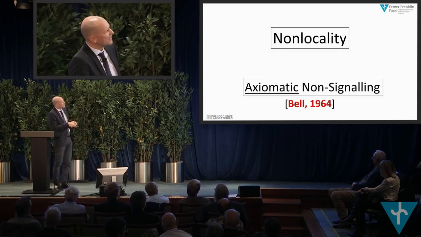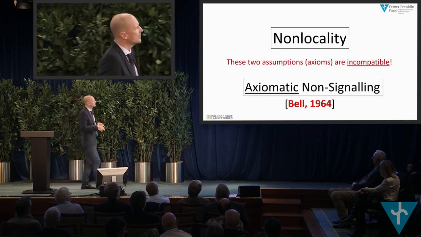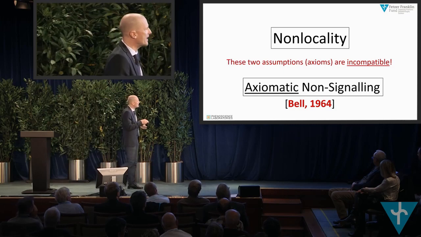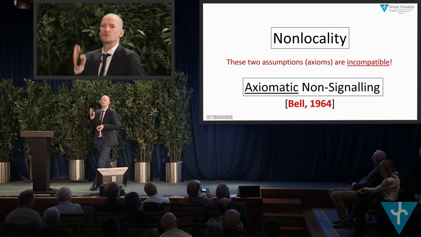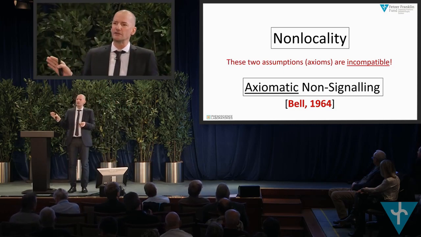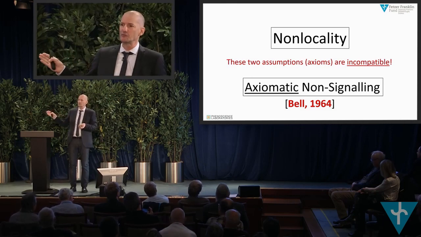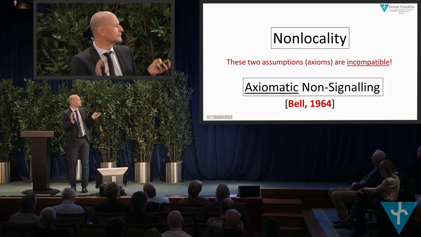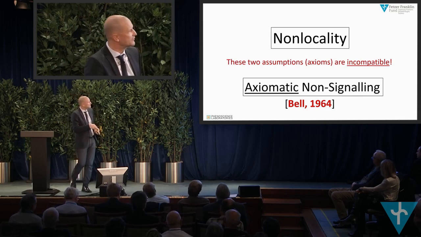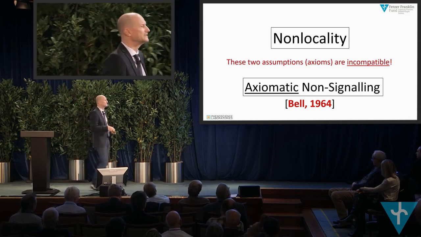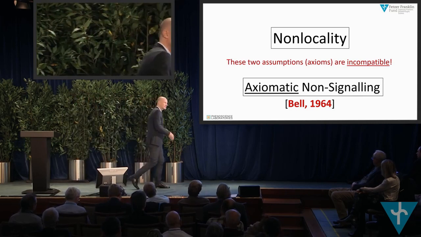Now you can build out of this. Non-locality and axiomatic non-signaling are incompatible. In 1964, you're not allowed to have any ontic influences, no transmission of information, and that's why we have a no-influence theorem in Bell 1964. It's not a non-signaling theorem, it's actually a no-causal influence theorem.